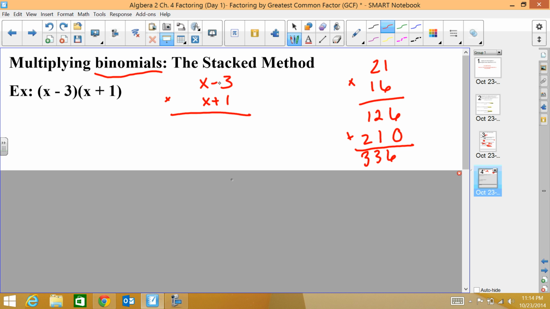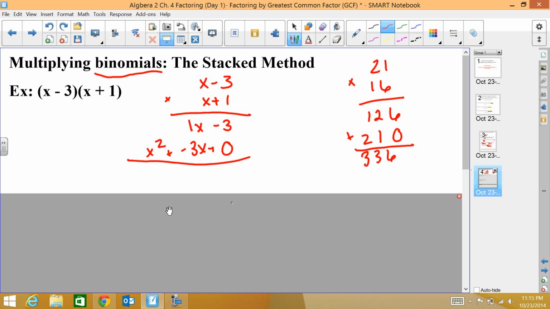You would take negative 3 times 1, which would be negative 3. Then you would take 1 times x, which would be 1x. Then we would drop a 0, just like we did over here, because it's two digits. And then we have x times negative 3, which would be negative 3x. And then we have x times x, which is x squared. You can put plus signs in between these ones that didn't have a sign if you want to.